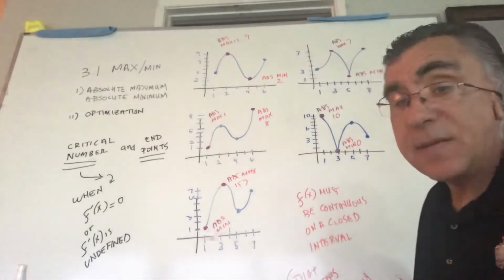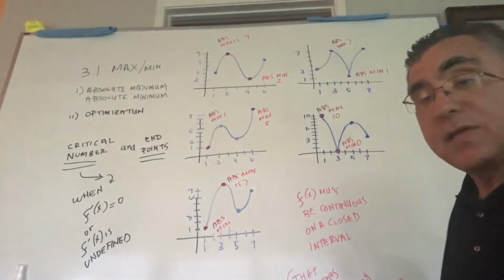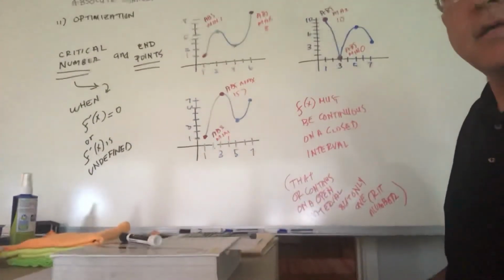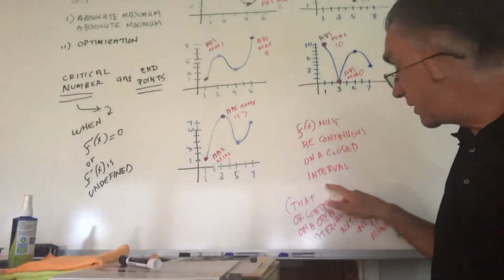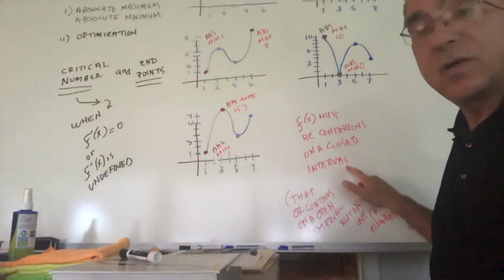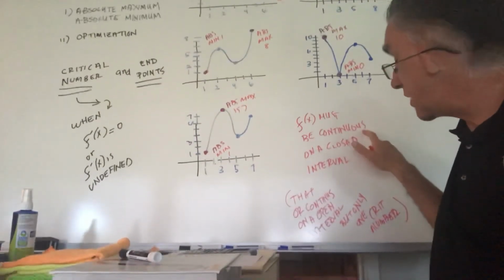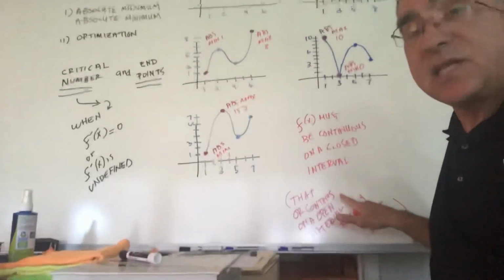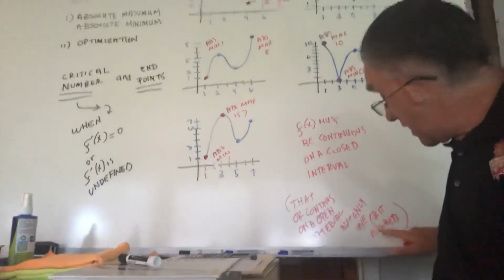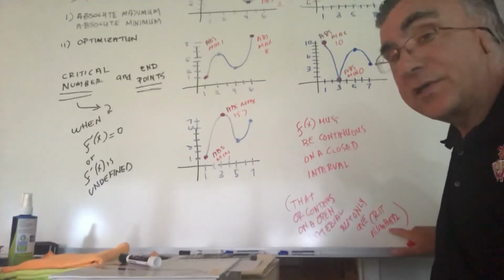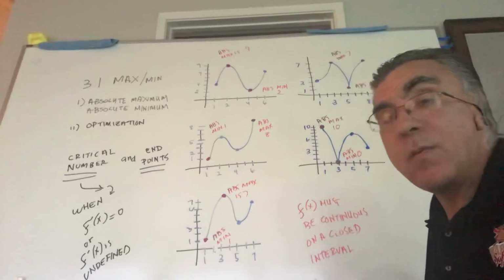Now, there's one exception to that. Oh, you can't see it. Let me put it on here. There's an exception. This is the main one. That it's got to be continuous on a closed interval. It can actually be continuous on a closed interval if there's only one critical number, and we're going to talk about that when we get to it.